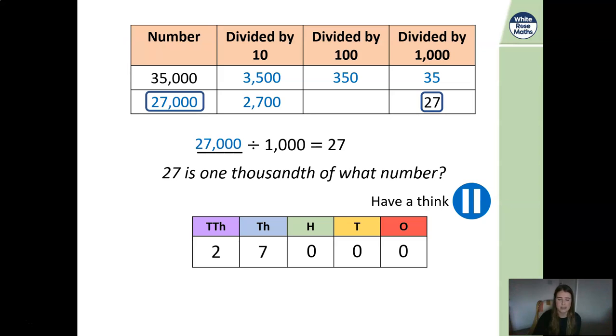So if we divide it by 10, that's going to give us 2,700. And if we're dividing it by 100, it's going to give us 270. Well done, Year 5, if you got that correct.